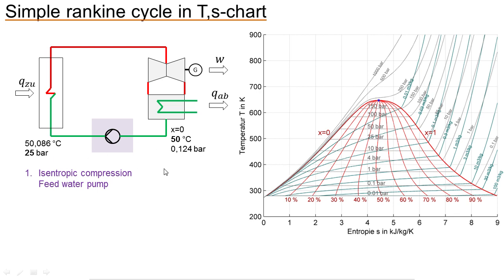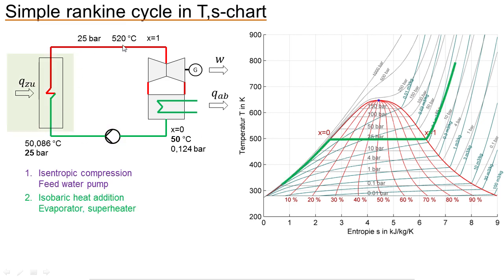So how do you get these values? I will show you later how to get these things. I just explain this to the end here. The next thing is I said I will heat it up to 520 degrees Celsius, and the pressure stays the same. If I do this, I can draw this here.